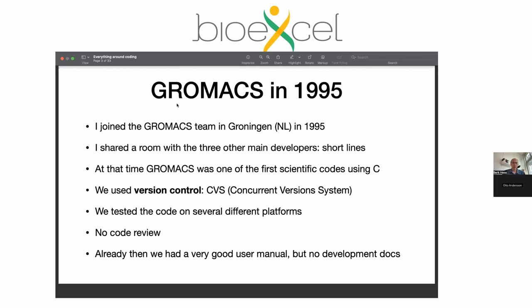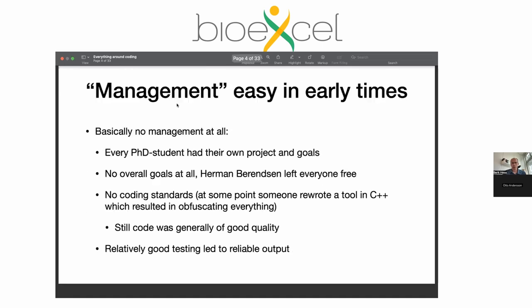So at that stage we had no code review, and we already had the very good reference manual, which got bigger over time, but no development documentation. So that was roughly the state we were in in 1995. I'd say quite ahead of the curve, but not by far as professional as we are currently. So then if we look at how code was managed, basically there was no management at all.